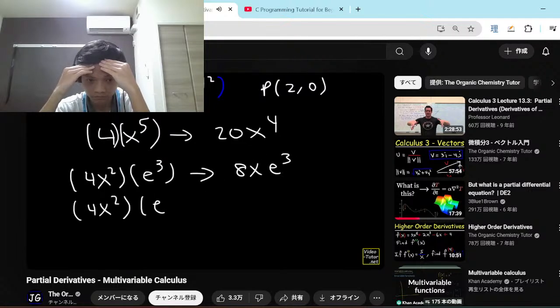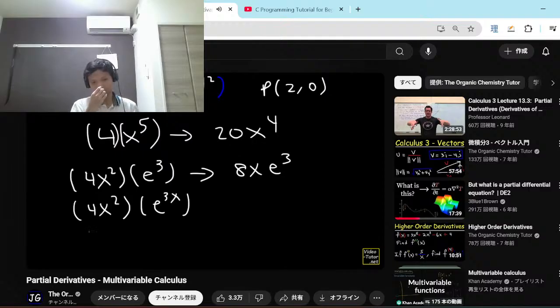However, if you have 4x squared times e to the 3x, you have a variable and a variable here, so you do need to use the product rule. So in the case of this problem, when differentiating with respect to x, we have an x variable here and here, so we use the product rule.